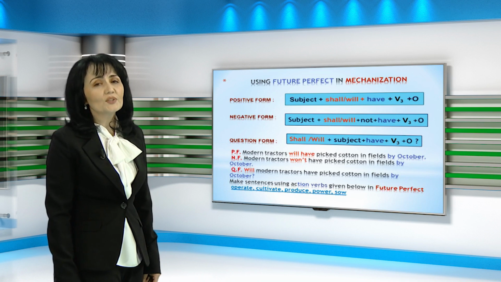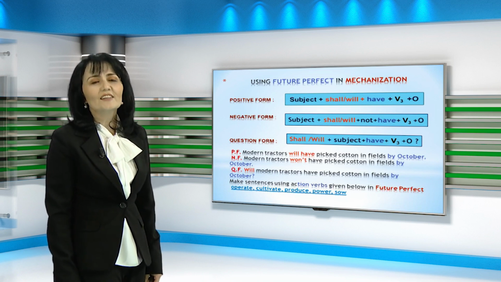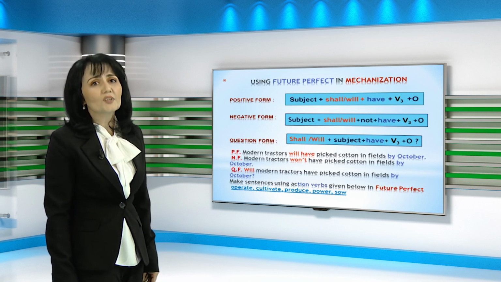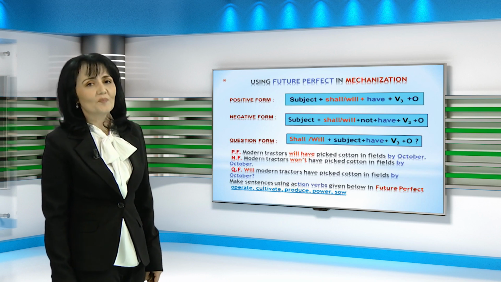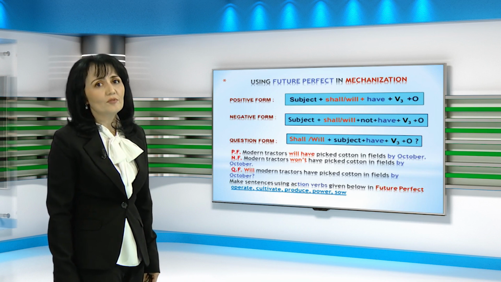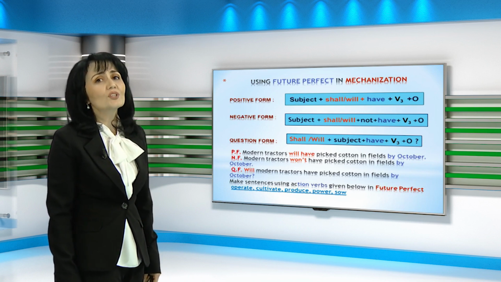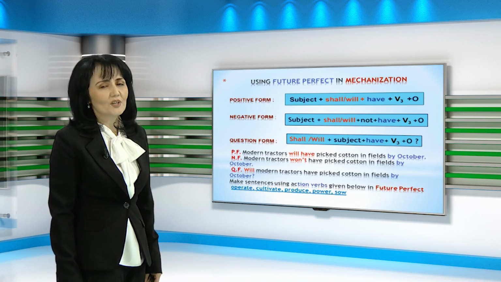Future perfect is used to talk about something that happens before a certain point in the future. In this tense, we use the following structure: subject plus shall or will plus auxiliary verb have plus verb 3, the past participle. In negative form, not is added after shall and will in the forms of shan't and won't. In question form, we put shall and will before the subject.